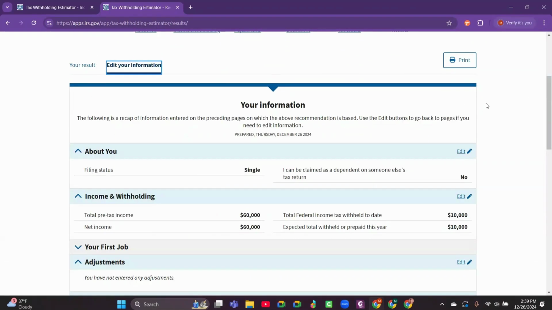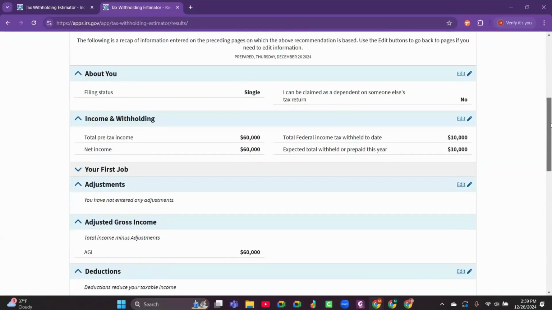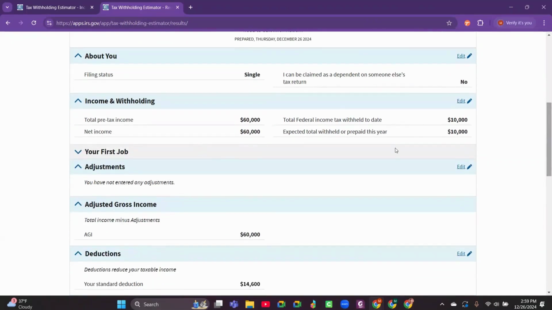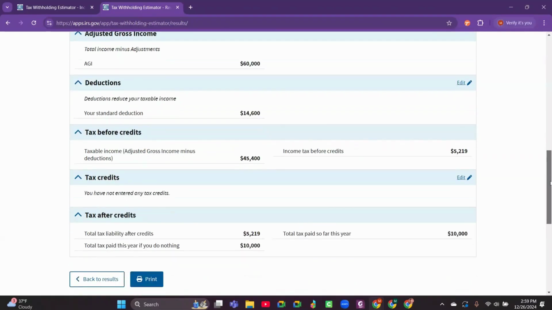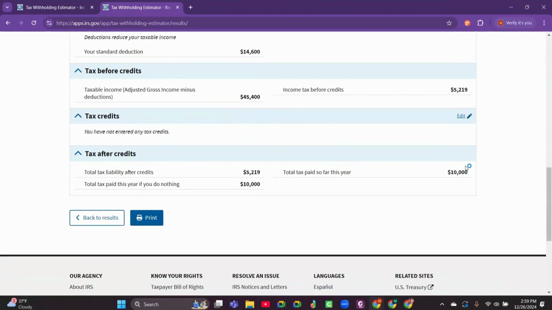So if you look back, you can see all the detail that we put in here: the pre-tax income, total federal withholding, no deductions, their taxable income, and of course the tax credit. So they're going to get a pretty big refund back. This is good to print out.